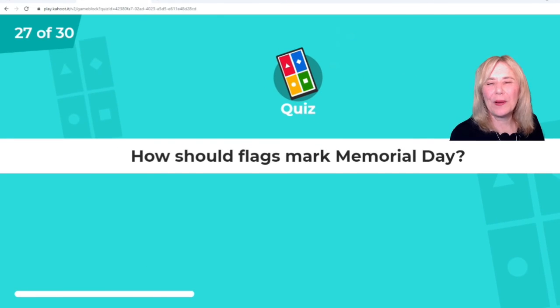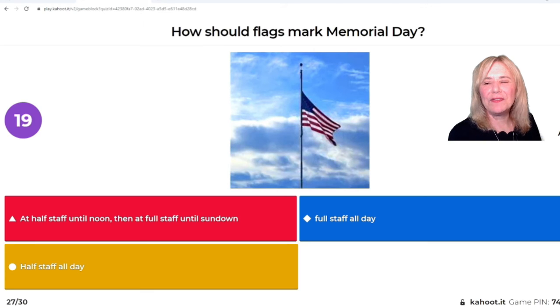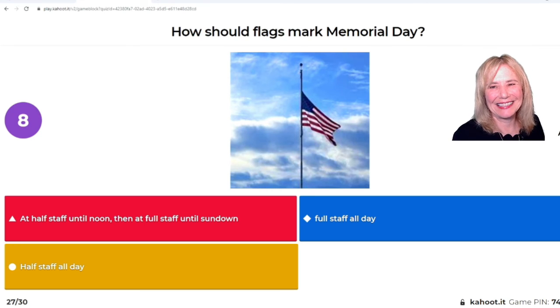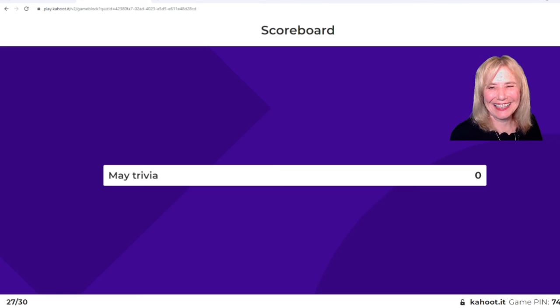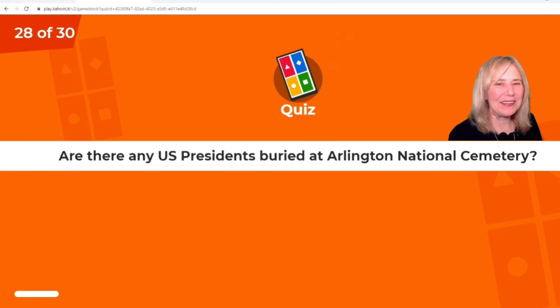Question number 27. How should flags mark Memorial Day? At half staff until noon, then at full staff until sundown? Full staff all day or half staff all day? Let's see if you can guess that one. If you guessed at half staff until noon and then at full staff till sundown, you guessed the right answer. I hope you're having fun with this trivia.